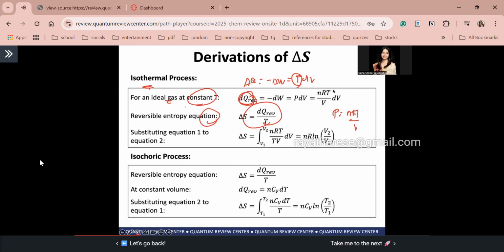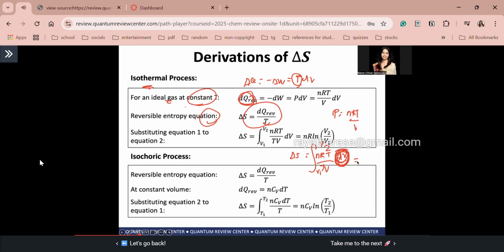So let's substitute that in equation 2. So delta S is equal to nRT over V dV over T, right? Kasi sinubstitute lang natin. And getting the integral of that from V1 to V2, di ba? Because here, we have two possible volumes, okay? And ang dV natin, di ba? So this is for volume, meaning we are getting the integral from V1 to V2, okay?